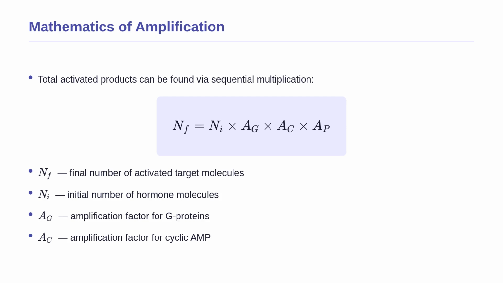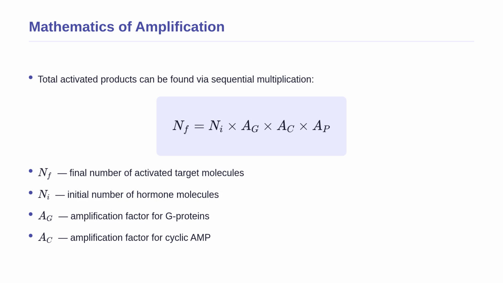Now that we understand why amplification matters, let us look at how we can calculate it. While biology often feels like memorization, the true power of this cascade is deeply mathematical. We use a sequential multiplication formula to find the total number of activated final products.